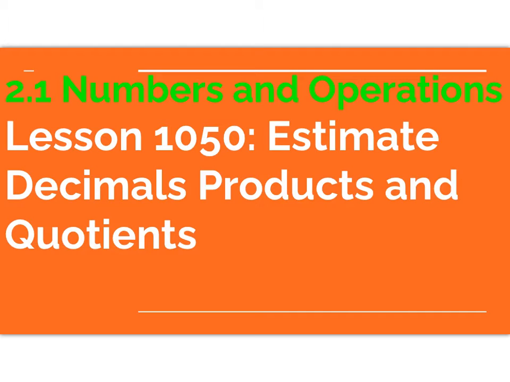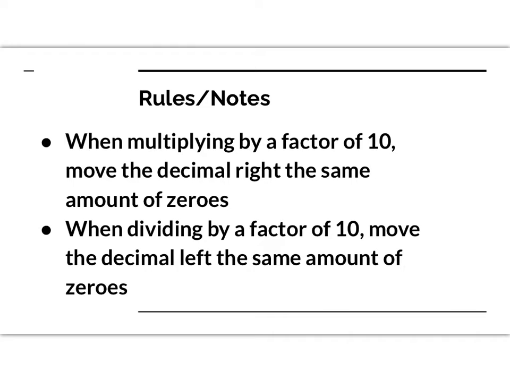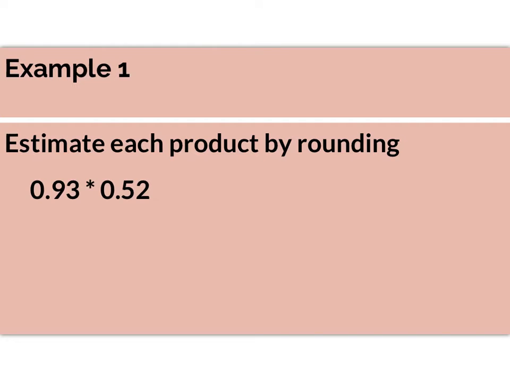So before we get into division, we're going to estimate division and multiplication. Product means multiply. Well, it's the answer to a multiplication problem, and a quotient is an answer to a division problem. So I'm going to shoot through the objectives, the vocabulary, the rules, and the notes, and get to the first example.